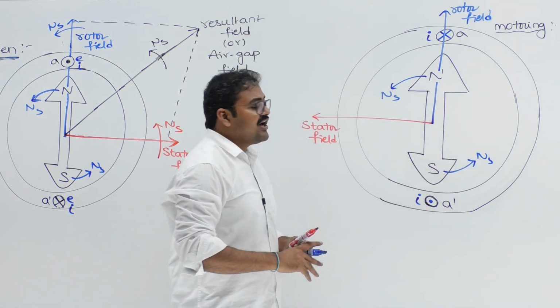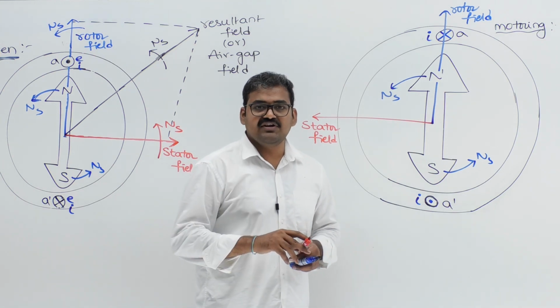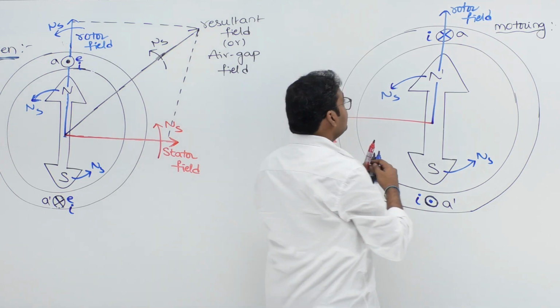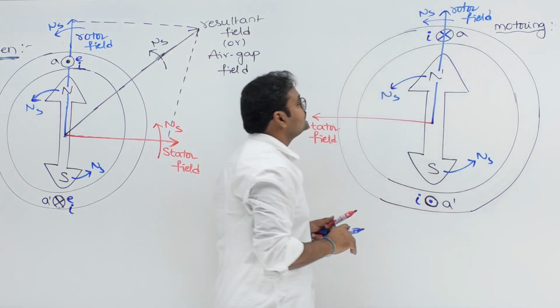Next, is the rotor field stationary or rotating? Definitely the rotor field is rotating, because the rotor is rotated by the prime mover. So the rotor field is rotating in the anti-clockwise direction.